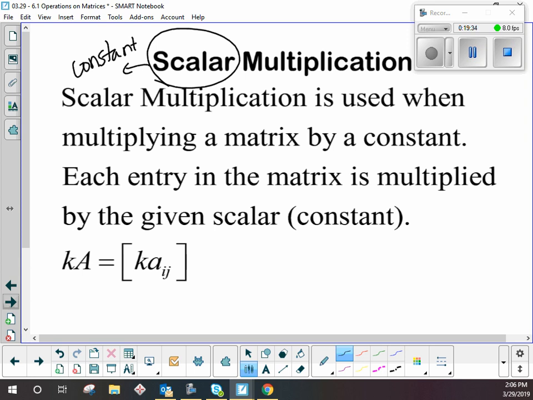So this notation right here, some number k times matrix A, means you take every individual entry, that A sub ij, take every individual entry and multiply it by that constant. It's kind of like a distributive property. It's not, so I'm going to put that in air quotes. Kind of like the distributive property. It technically isn't, but it helps make the point.